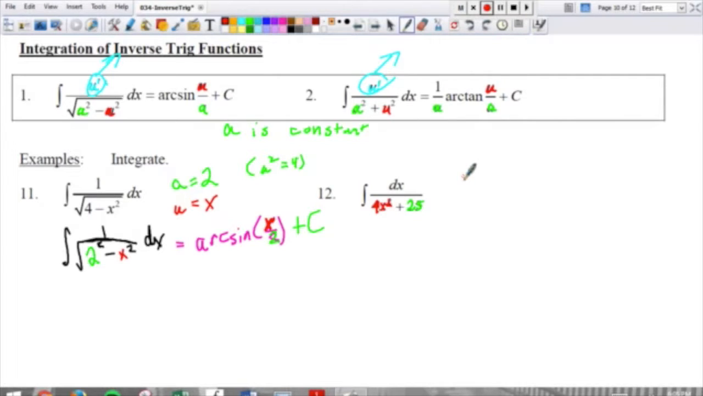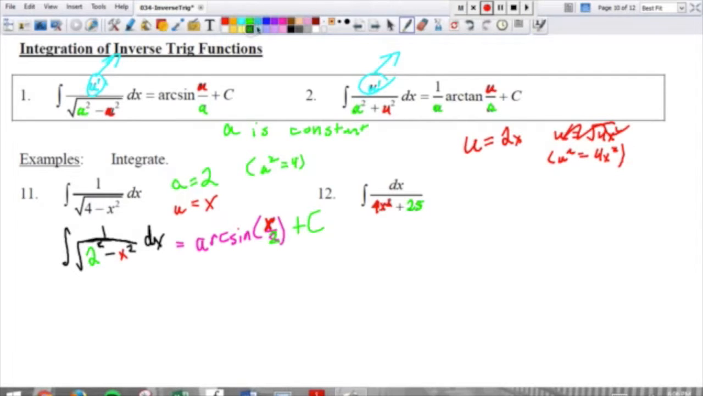I have 4x squared and I have 25. If 4x squared is supposed to be u squared, then u equals 2x. You could think of it as u equals the square root of 4x squared. This is not u-sub, though. I don't want you thinking about this as u substitution. U equals 2x, since u squared had to equal 4x squared. Okay, guys?